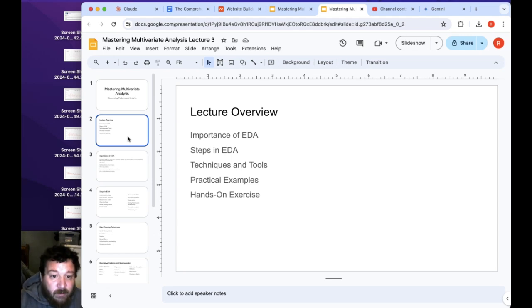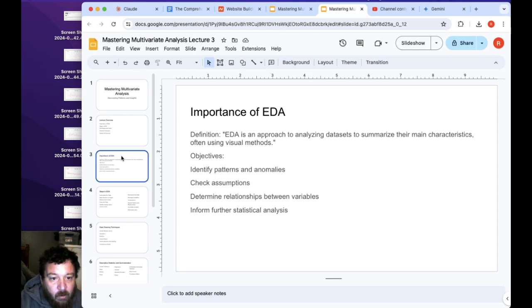First of all, we're going to go into the importance of EDA, the steps in EDA, the techniques and tools of EDA, practical examples, and then we'll go on from there.